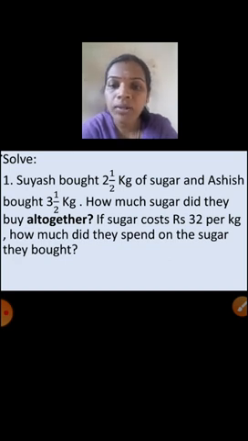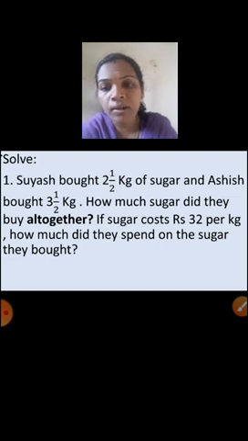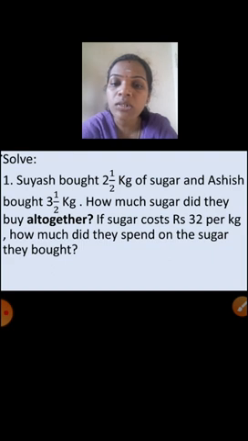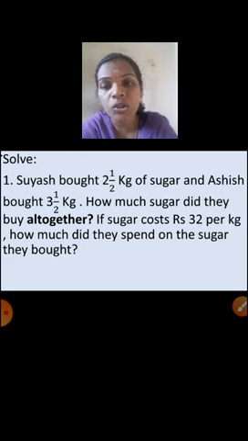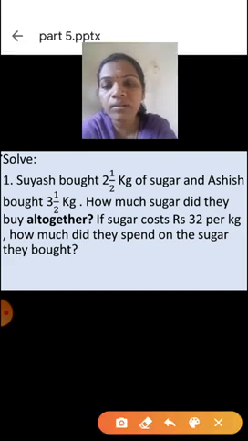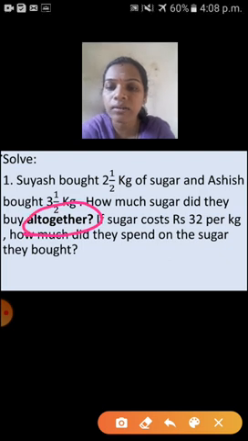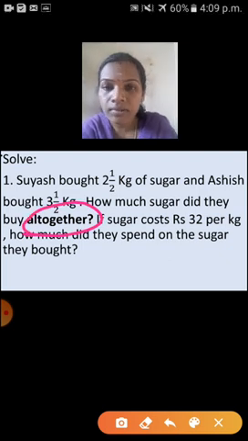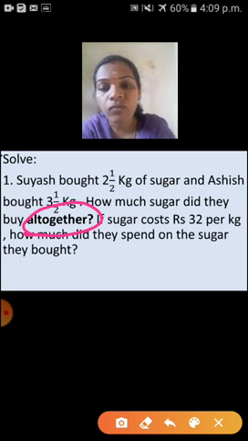Okay. Suyash bought 2.5 kg and Ashish bought 3.5 kg of sugar. So what you have to find? How much sugar did they buy altogether? Here the keyword is altogether. That means the sum. So what you have to do, addition or subtraction? For finding that, you will get some keywords in your word problem.